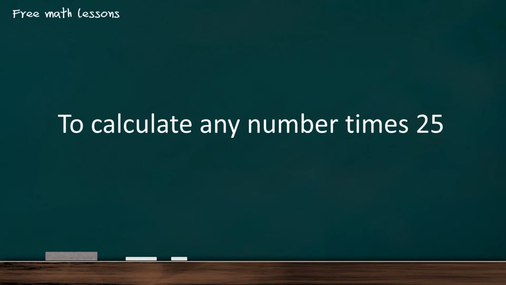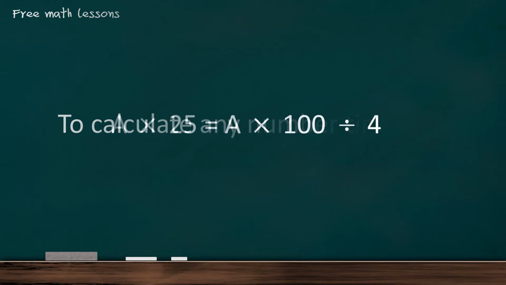Similarly, we can multiply any number by 25 in a very fast way. We know that 25 times 4 is 100, which means 25 is equal to 100 divided by 4. So we get this formula. Let's give it a try.